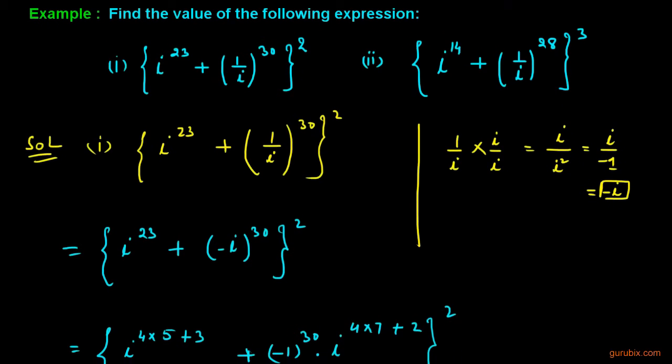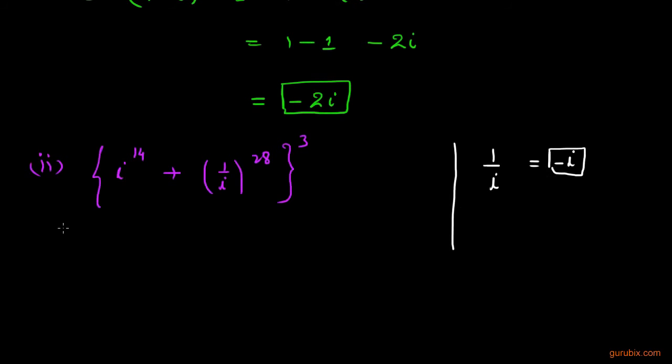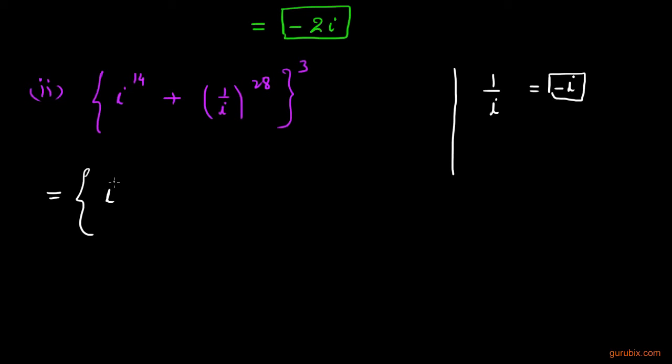In second part we are given an expression that iota raised to 14th power and 1 over iota raised to the 28th power, and this whole value raised to the 3rd power. Same as first of all we shall calculate 1 over iota, and we know that this value is equals to negative iota. And now we shall put negative iota in place of 1 over iota. Then the expression becomes iota raised to the 14th power, and here negative iota raised to the 28th power, and this whole expression raised to the 3rd power.